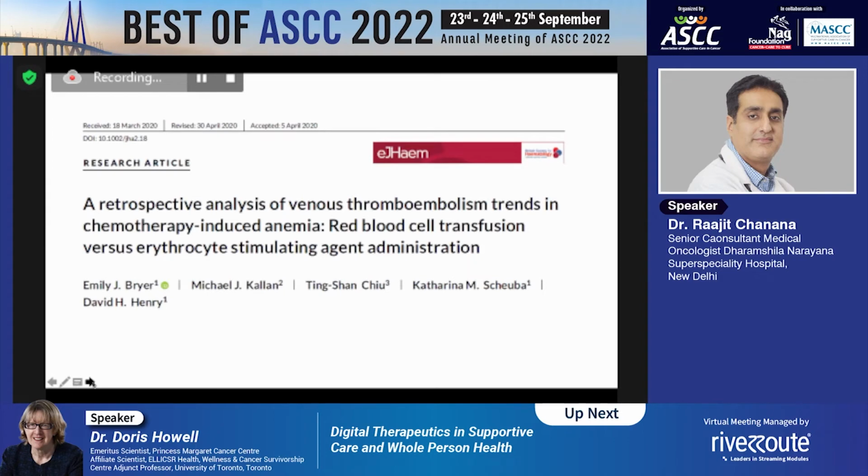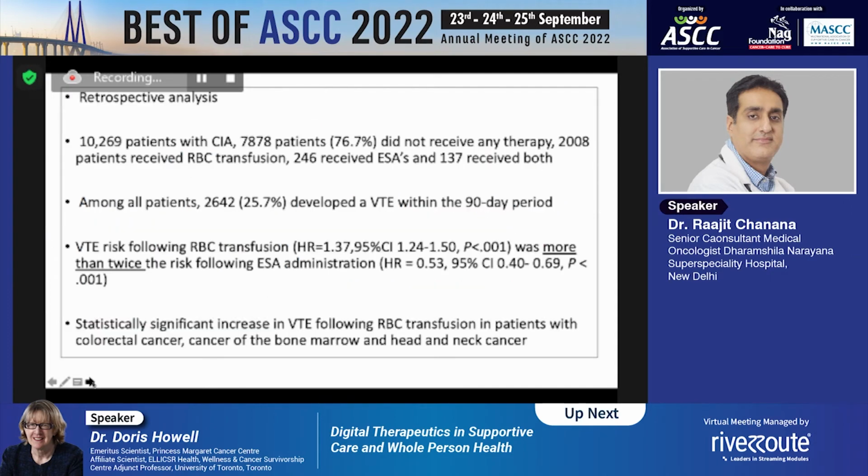So there is this retrospective analysis of venous thromboembolism trends in chemotherapy-induced anemia and red cell blood transfusion versus ESA administration. So in this analysis, around 10,000 odd patients with chemotherapy-induced anemia, around 76% did not receive any therapy, and 2,008 patients received blood transfusion, 246 patients received ESAs, and 137 patients received both.